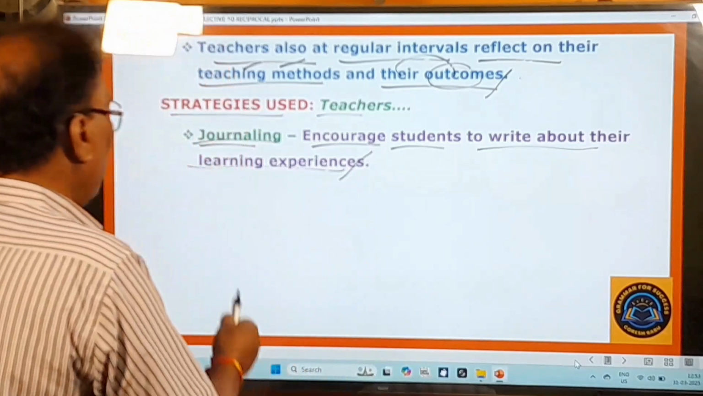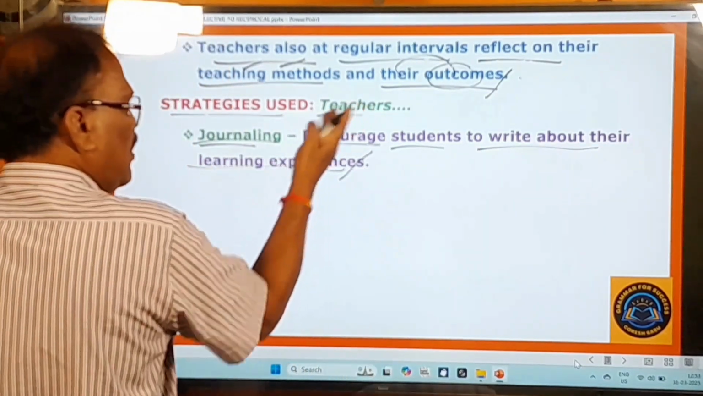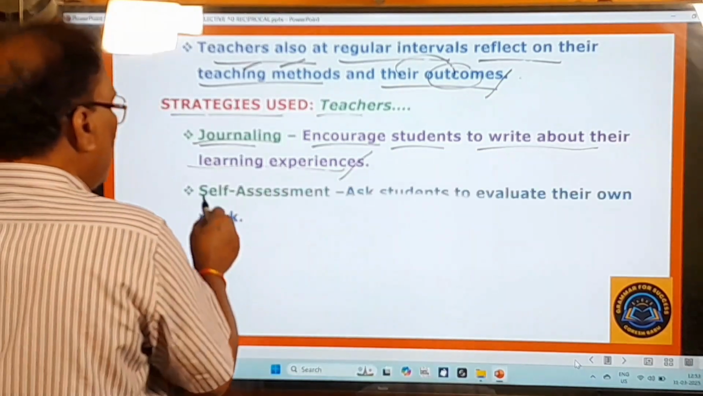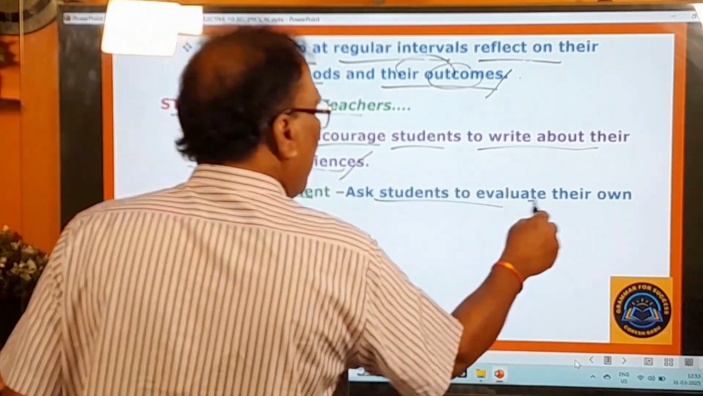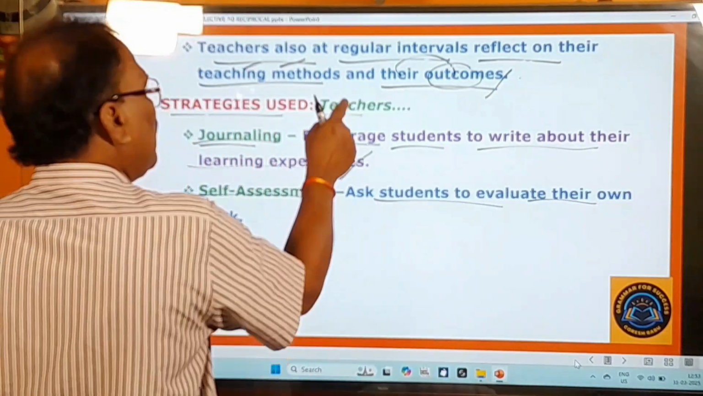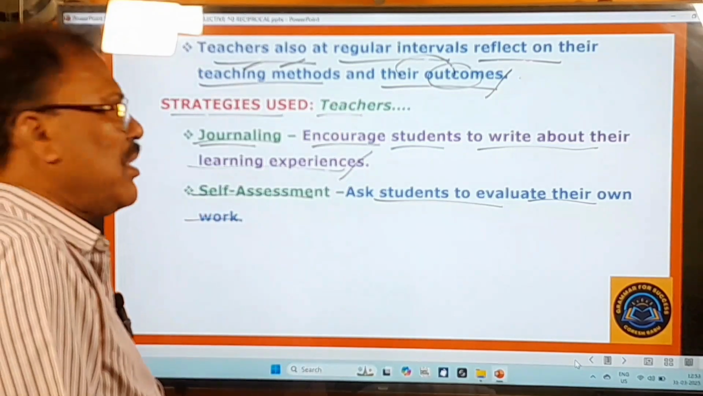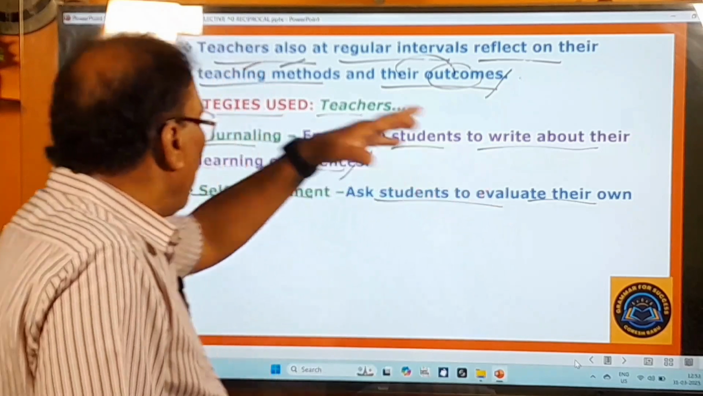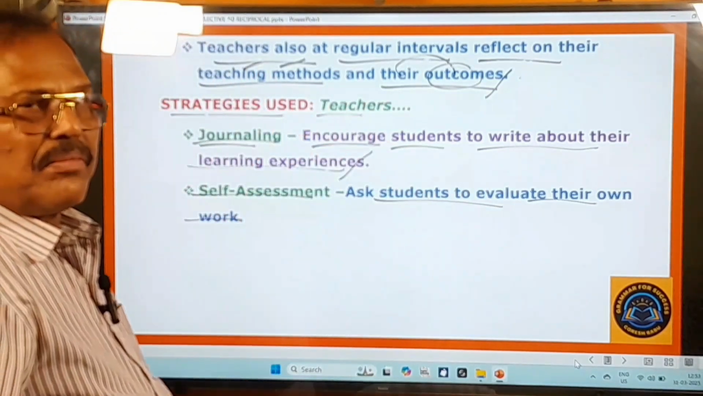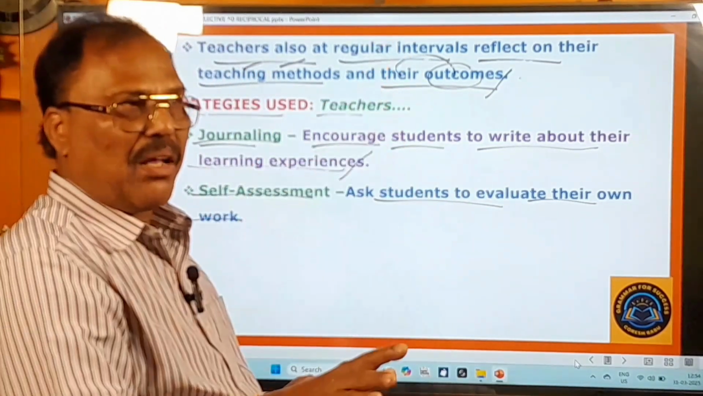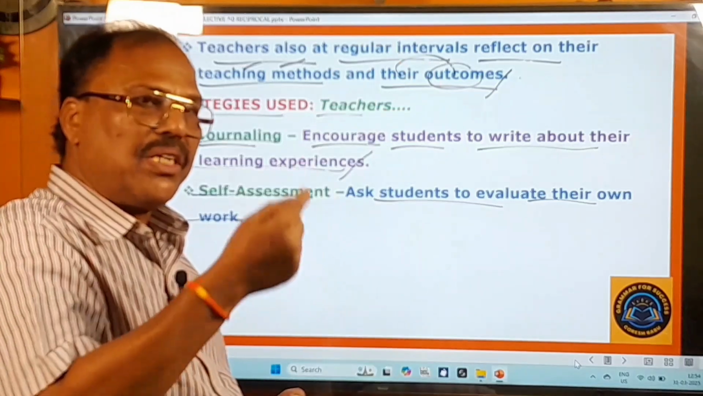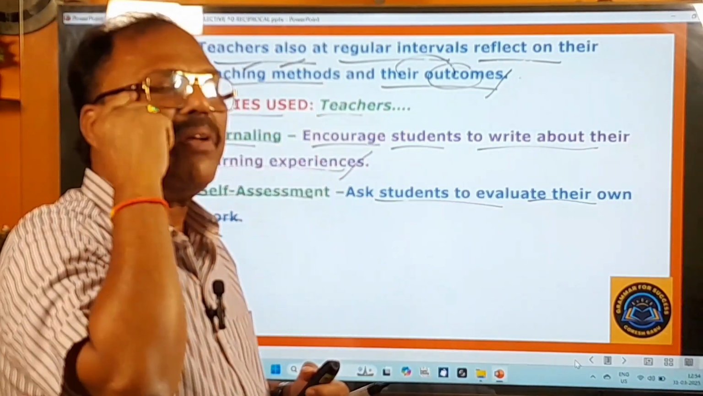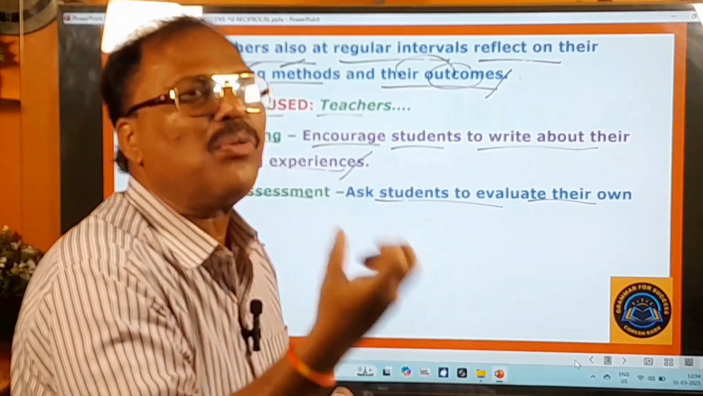This is a beautiful strategy that teachers can adopt in this reflective teaching. And here you pay attention: self-assessment. Ask students to evaluate their own work. So the teachers should follow another strategy. What is that? The teacher should ask students to evaluate their own work. Because after writing some essay, after writing some answers, the students themselves should correct them, to evaluate them. They should be given freedom to evaluate their own work.